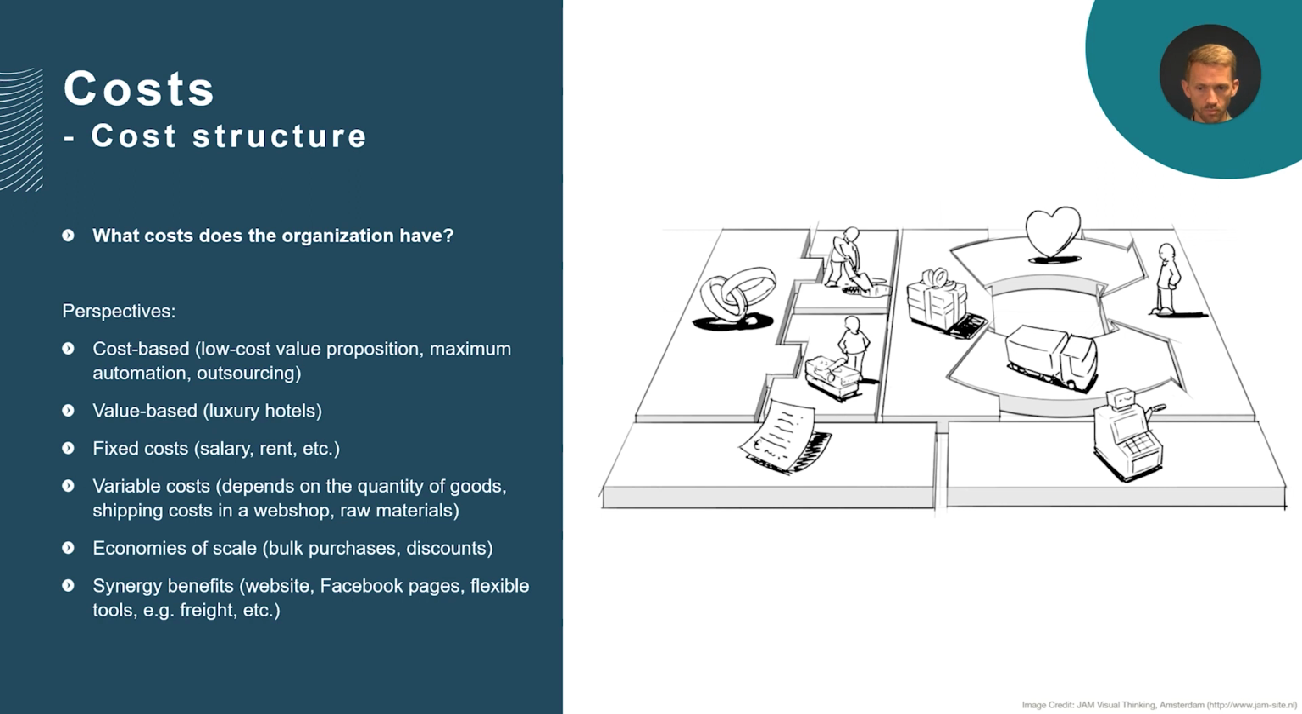So this is why the first perspective is about cost-based. If you have a low-cost value proposition, you probably want to outsource a lot and you want to maximize automation. It can also be value-based.